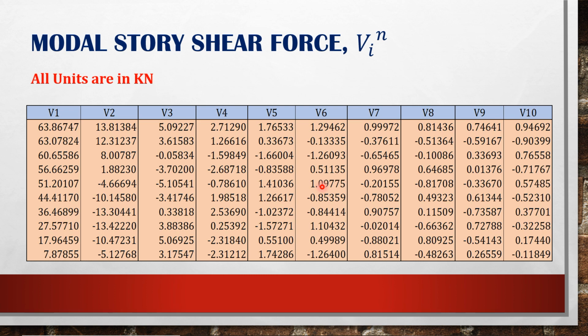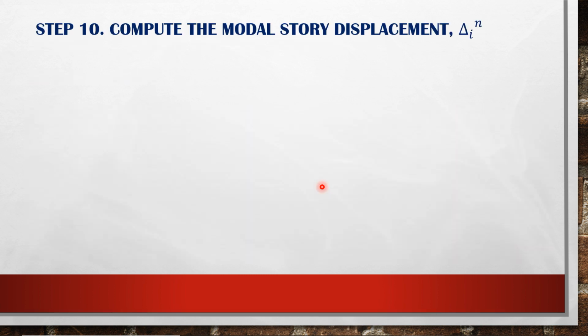So let's proceed to step 10. Compute the modal story displacement, or the delta i raised to n. This is the formula that we will use. Delta n is equal to gamma n, our modal participation factor, times our Vn, the eigenvectors, which we combined into a matrix, then our spectral displacement. These are the givens.